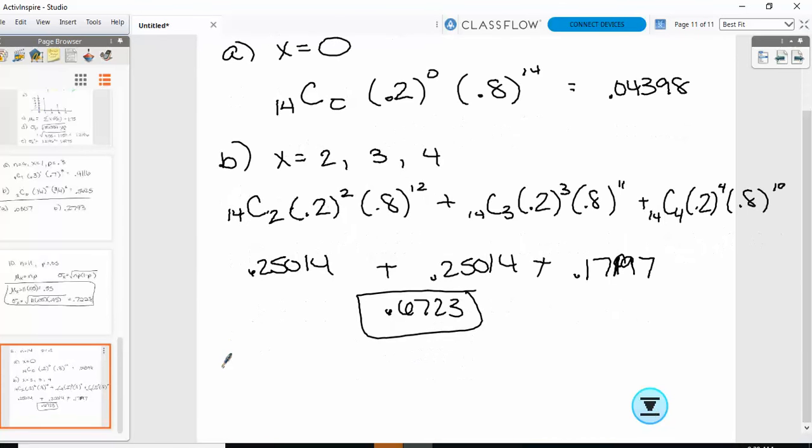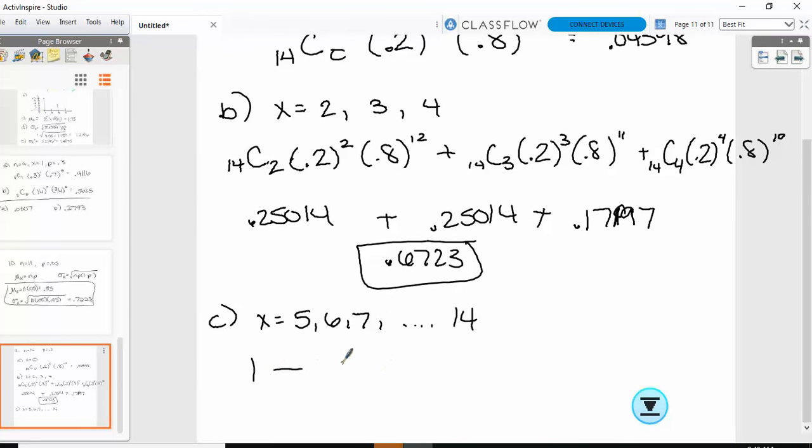All right. C. What is the probability that at least 5 we're able to recover? So that means it could be 5 or 6 or 7 all the way up to 14. So you could calculate all of those. The other option, we could think it's the complement of if x is 0, 1, 2, 3, or 4, right? We've already found 0, 2, 3, and 4. So if I could find 1, then I can subtract all those off.